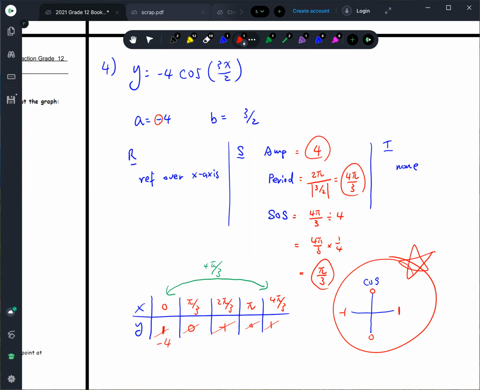All right, second one, 0, and then +4. Yeah, good. 0, and then -4. Okay. So that's how you get the y value. You need to look at whether we are using cosine or sine. If it's cosine, you start with 1. If it's sine, it starts with 0.